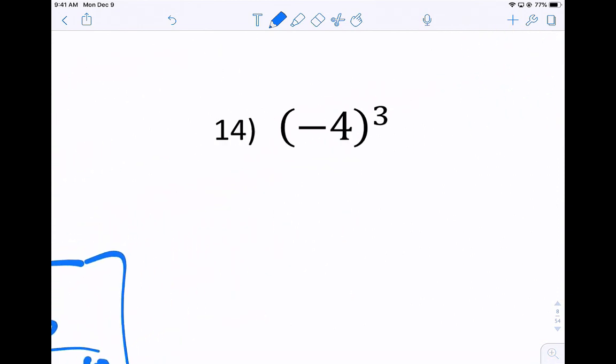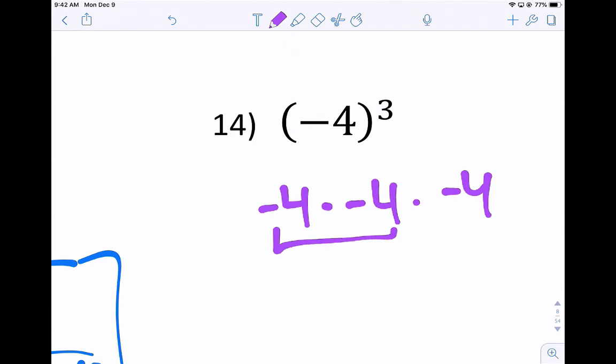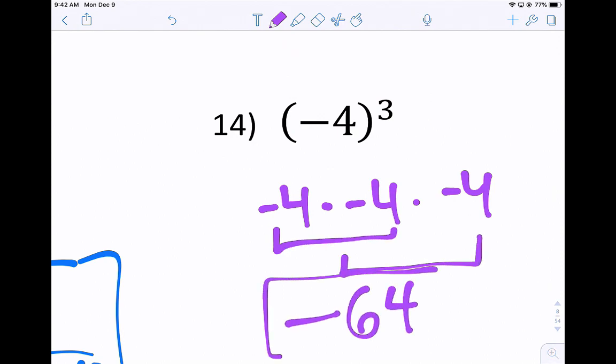Our next one, negative 4 to the 3rd power does mean negative 4 times negative 4 times negative 4. Which would be negative, because a negative times a negative is a positive times a negative is a negative, and we would have 64.